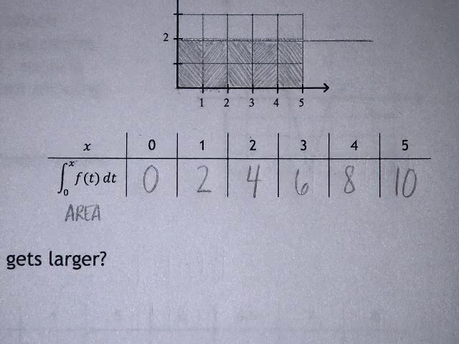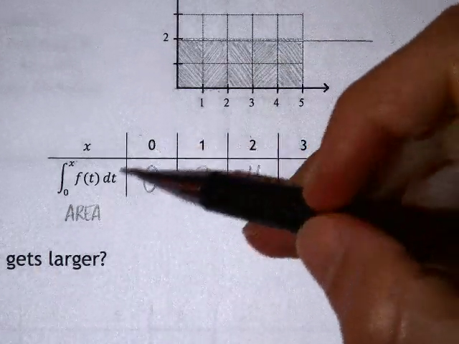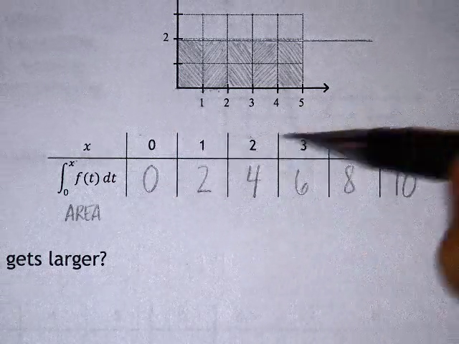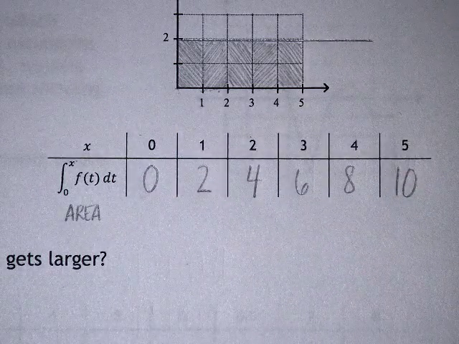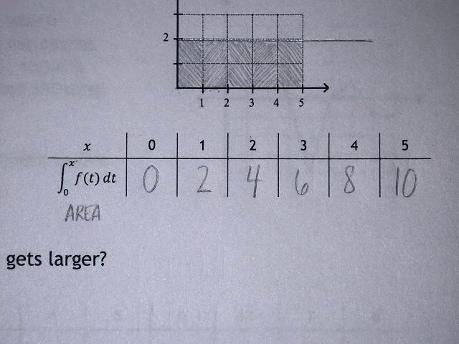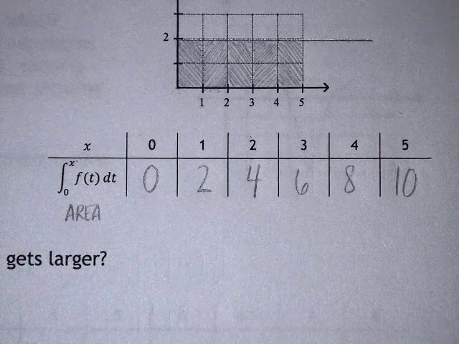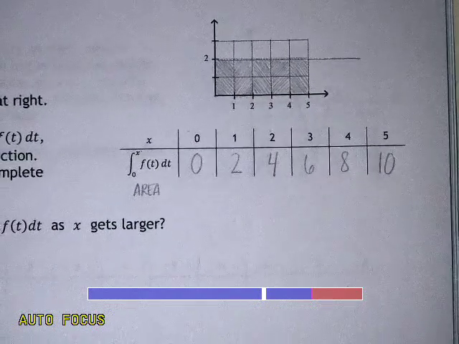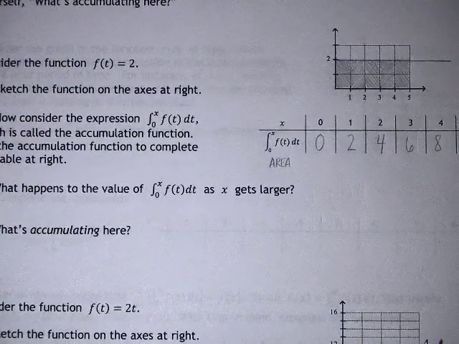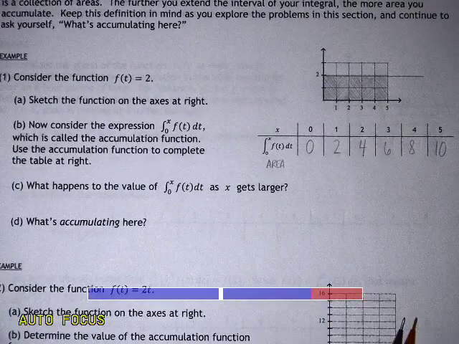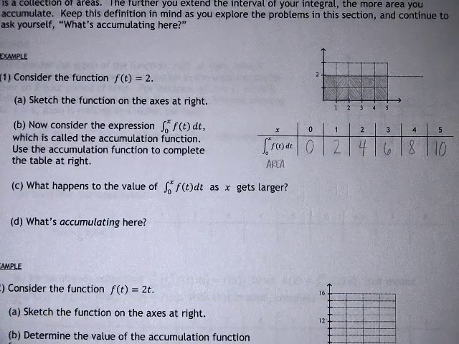Hopefully by now you have finished your areas from 0 to 0, 0 to 1, 0 to 2, 0 to 3, 0 to 4, and 0 to 5, and gotten the following area values. Now, observationally, the answers to letters C and D were hopefully relatively obvious, but maybe hard to put in words. So let's just make sure that we articulate them in a way that can help you solidify those thoughts.